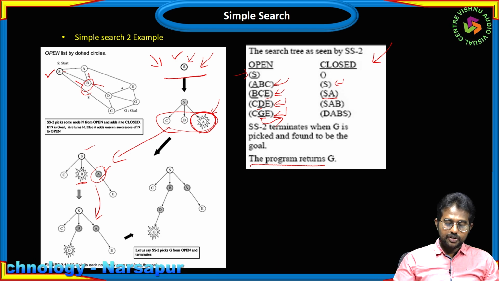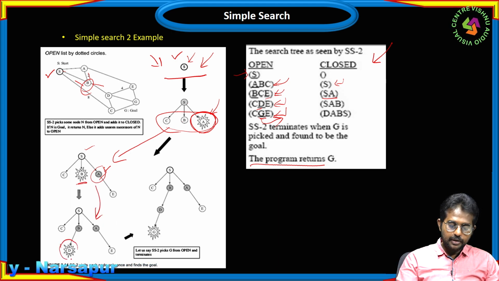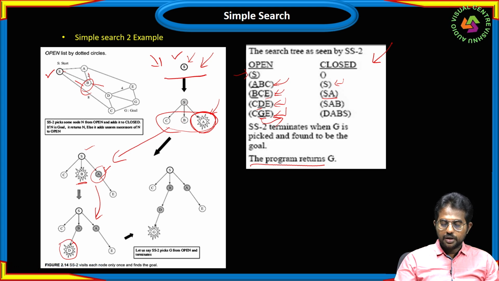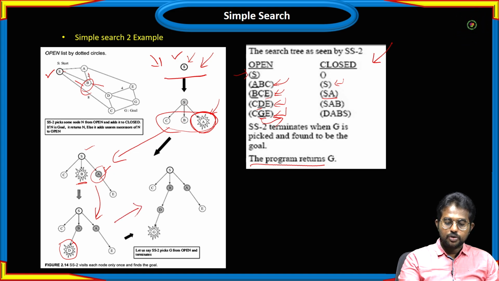After that, in the next step I have selected D. D was not a goal node, so I will add the successors of D, removing elements which are already in the open and closed. For D, there are 4 successors: B, C, E and G. B was already in the closed, E was already there in the tree, and C is also there in the tree. So we will directly add G as a child node of D. It is represented here.